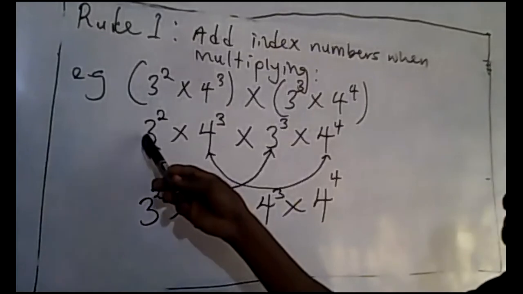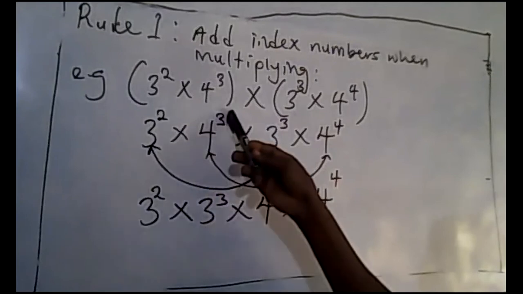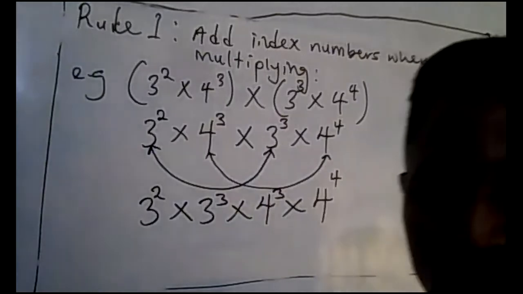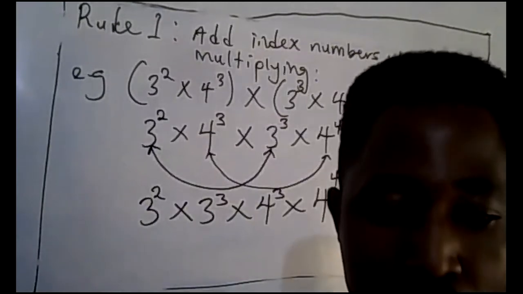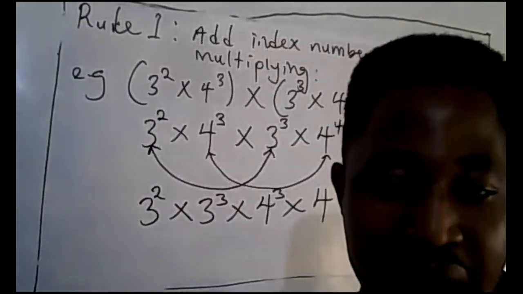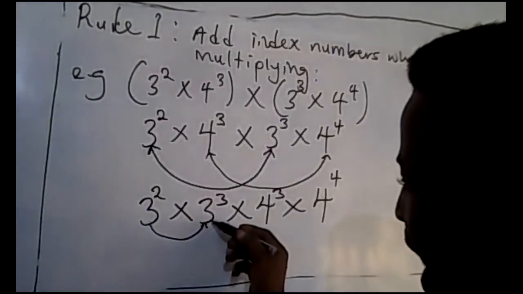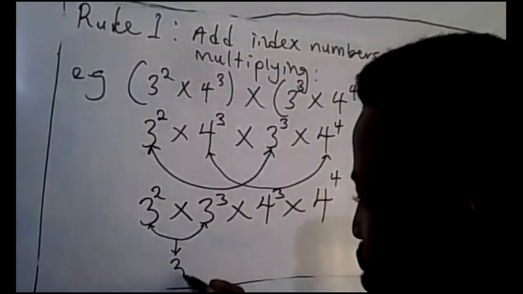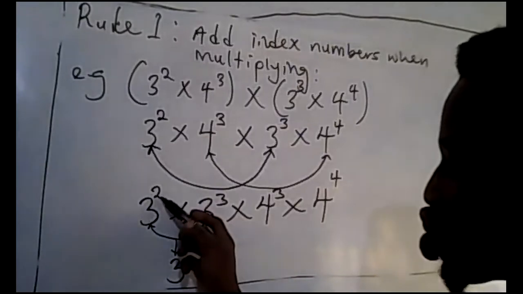You now have this 3 raised to power 2 times this 3 raised to power 3 times this 4 raised to power 3 times this 4 raised to power 4. So the next thing we need to do, now that we have brought the like terms together, the rule says add up the powers, add up the index. Since these 3 and 3 are like terms, just pick one of it. So write 3. And the rule says add the powers. So you're going to add 2 plus 3.